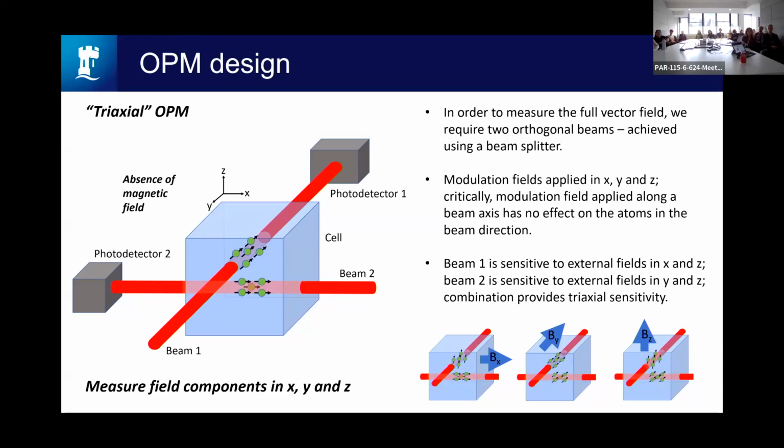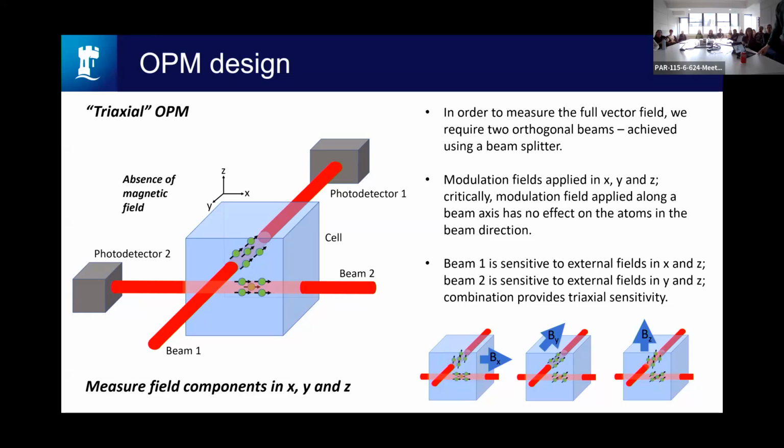But if you've got two laser beams, then you can measure these two orientations with that one, and those two orientations with the other one, and then you can put everything together. So you have two perpendicular laser beams, and then you can measure magnetic fields in all three orientations.